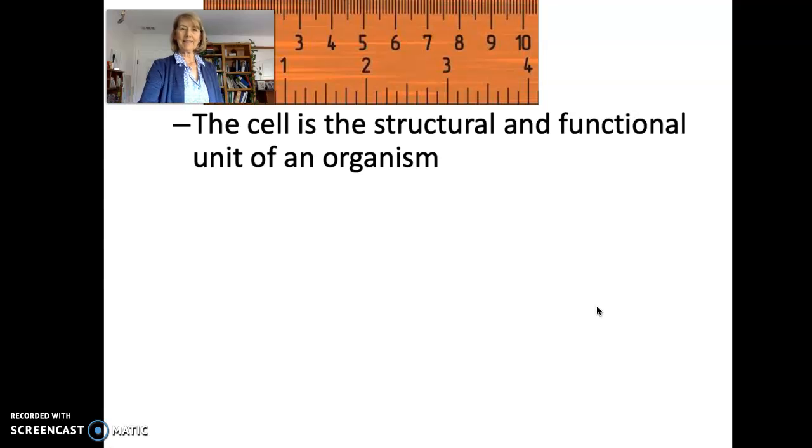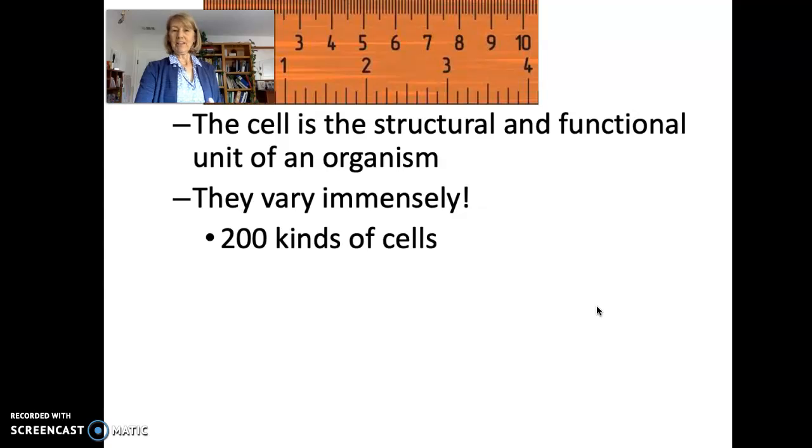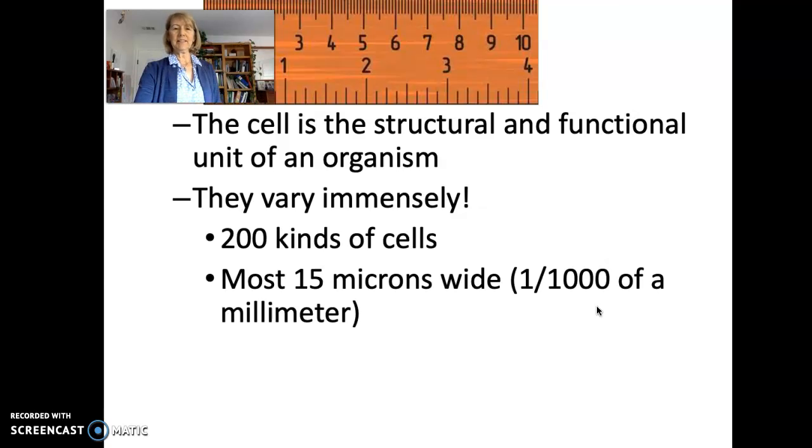Size. What about size? Well, we know that the cell is a structural and functional unit of an organism, right? We talked about that before. If you go smaller, then it's no longer living. They vary a lot. There's about 200 different kinds of cells. Most are teeny, 15 microns, thousandths, right, of a 1/1000th of a millimeter. And this is up here to show you what a millimeter is. So in centimeters, these are 10 millimeters. So most are very, very tiny.